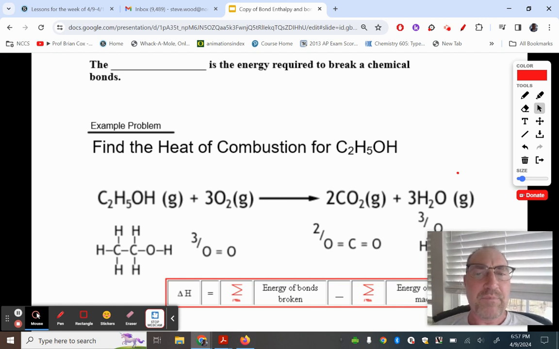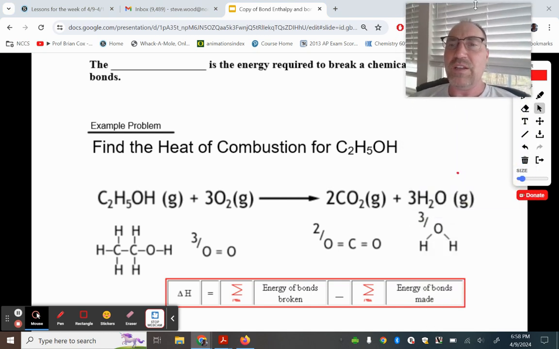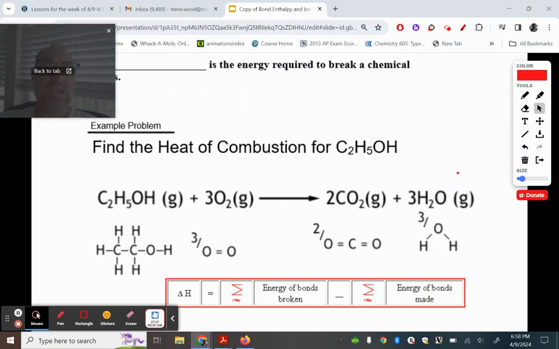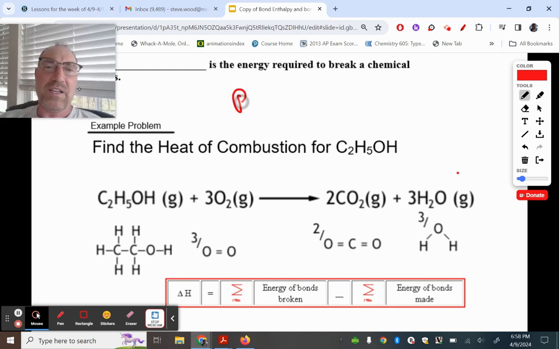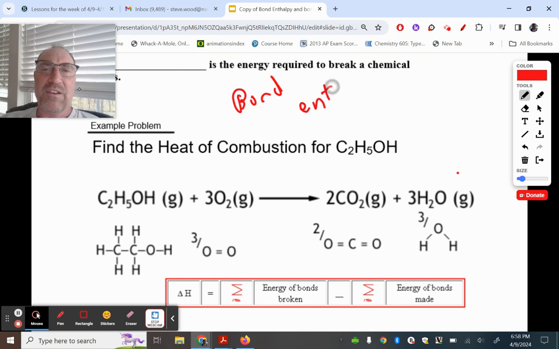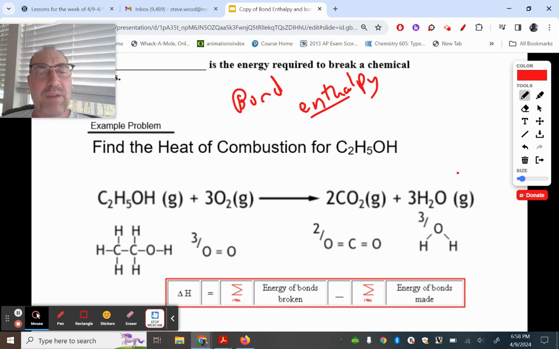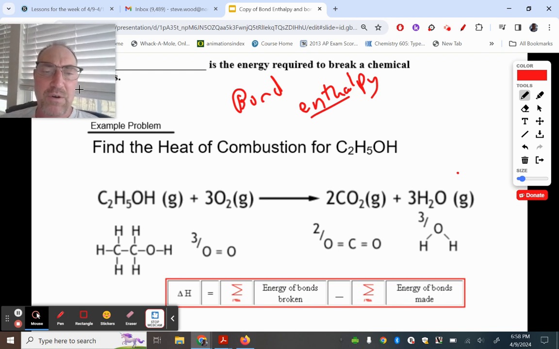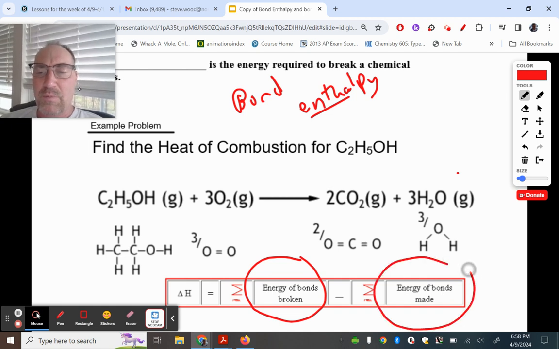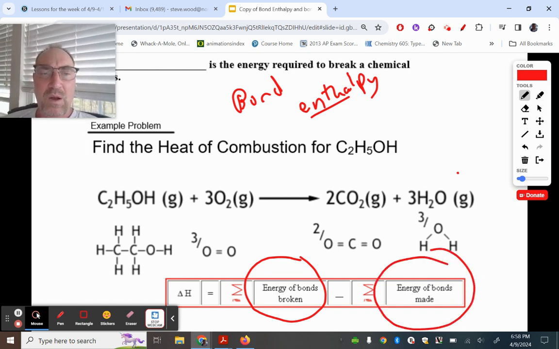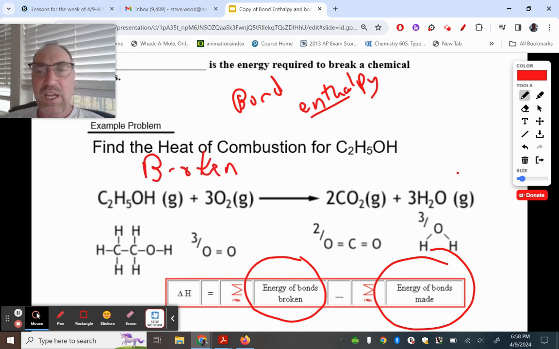The heat of combustion. So there's another way to do this, and I'm going to move out of the way here. The bond enthalpy, that's what this little blank is. This is the bond enthalpy. So this is the energy needed to break the bonds and put it all apart. So my delta H for this is the energy of all the bonds broken minus the energy of all the bonds made. Okay, so everything on this side is all broken, and these are all made.